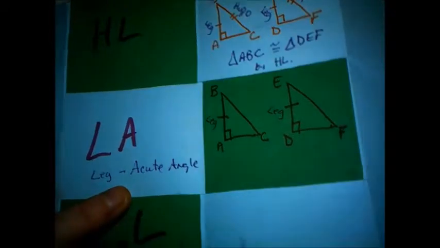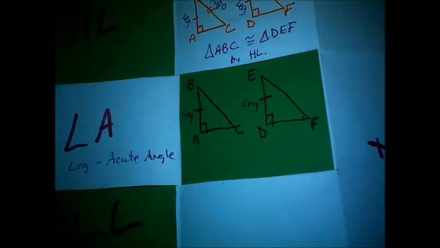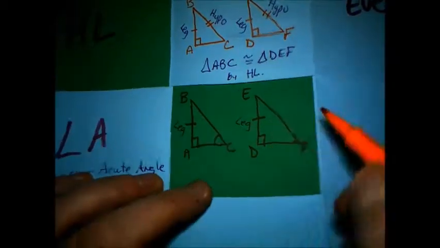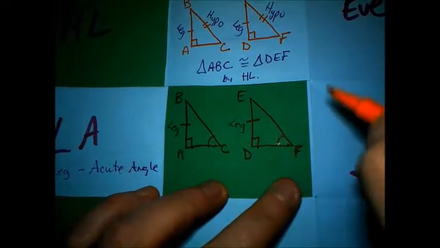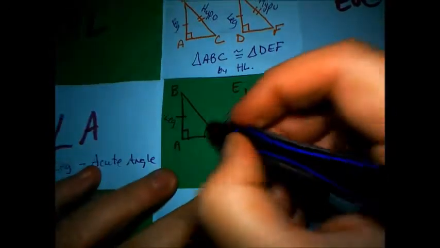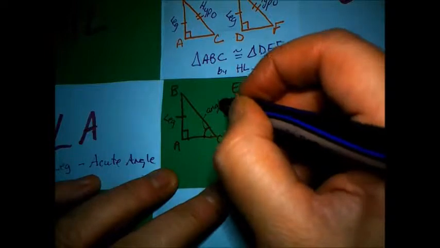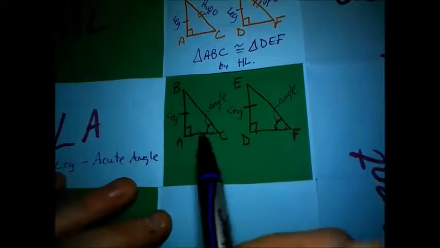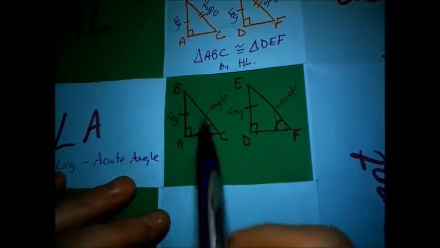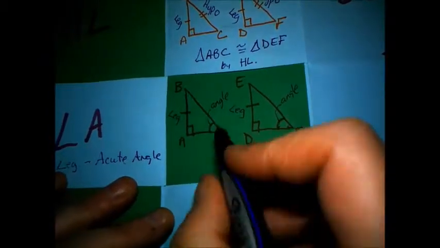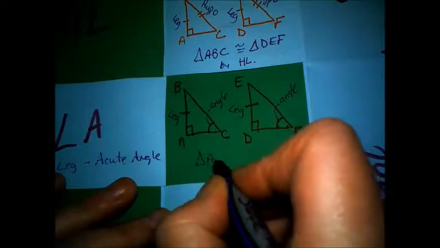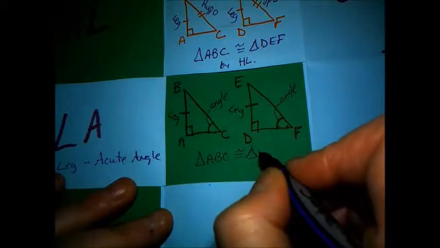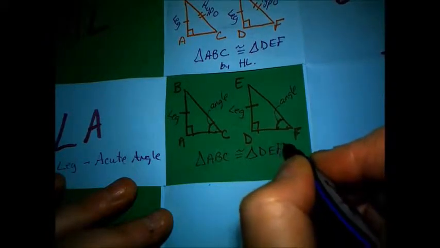So I need an angle. It's an acute angle, so I can either pick B or C, doesn't matter which. I'm going to pick C. Its corresponding angle would be F, so that I have an angle that I'm referring to. If I have an acute angle and a leg, regardless of which ones they are, then that means that the triangles are congruent. And this one would be by LA.